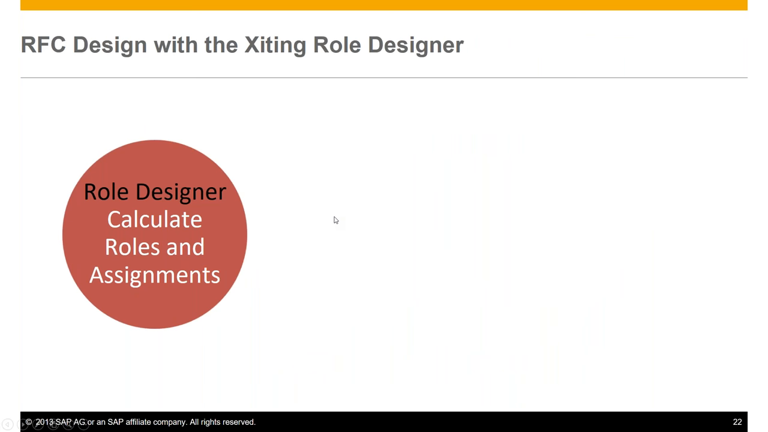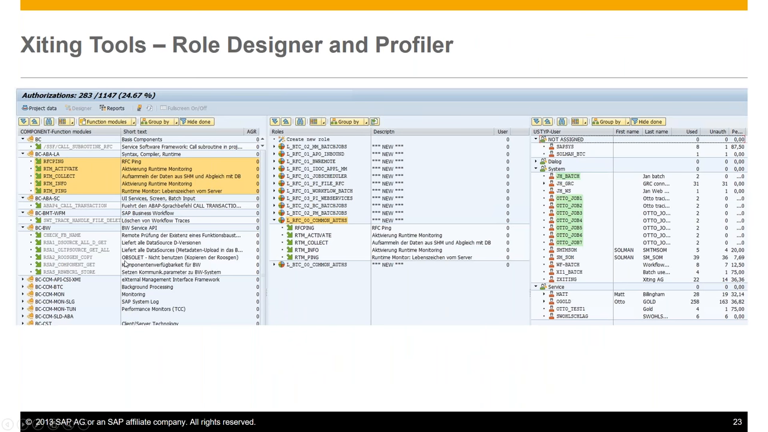And I have a couple of screenshots of the tools that we deployed on the project. First of all is the role designer used to calculate roles and assignments. So this is what it looks like. On the left-hand side, we have the function modules organized by their components, which are used at all somewhere in the system. On the right-hand side, we have the users and the user types, which are making function calls coming into the system. And in the middle, we pair these together by using the reporting via the reports tab there to work out which roles we're going to need.